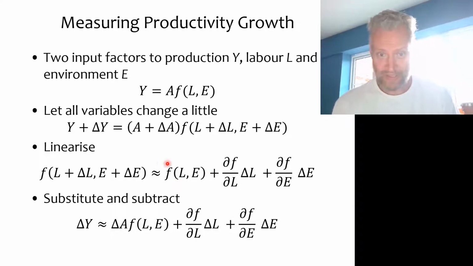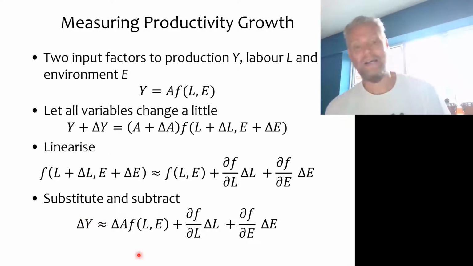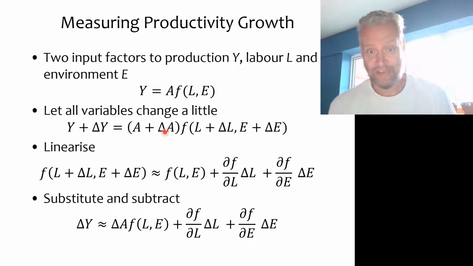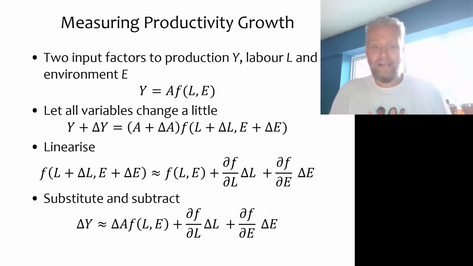We substitute this thing in here. We multiply by A plus delta A. So A times F is again Y. So we bring Y to the other side of the equation. So we have delta Y here. We of course still have delta A times F(L,E). And then this expression just ends here.